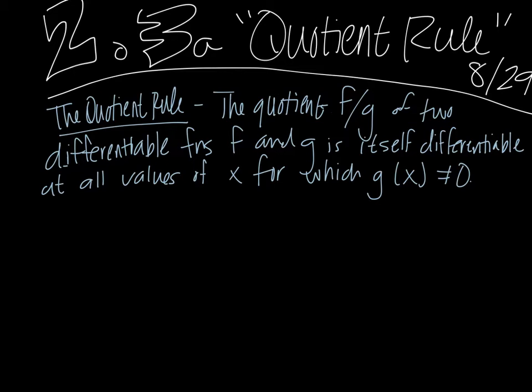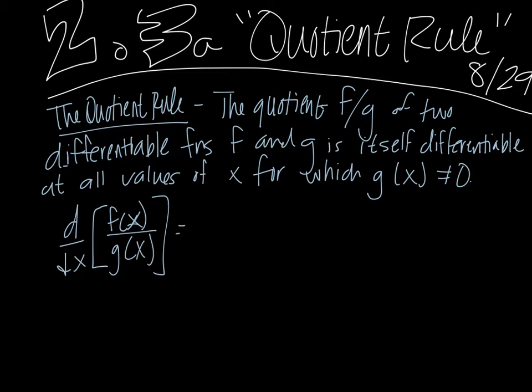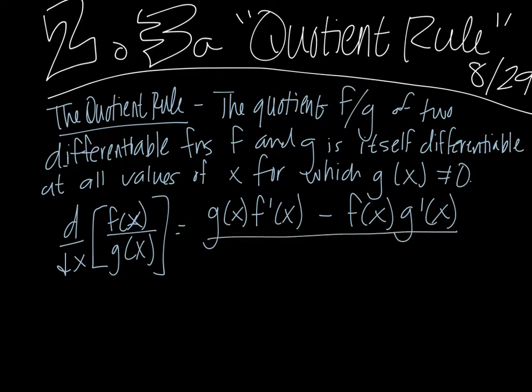Here's how the rule works. If you're taking the derivative of f of x divided by g of x, you leave g of x alone and then multiply it by the derivative of f of x, and then subtract f of x, like a normal f of x, times the derivative of g of x, and divide this by g of x squared.